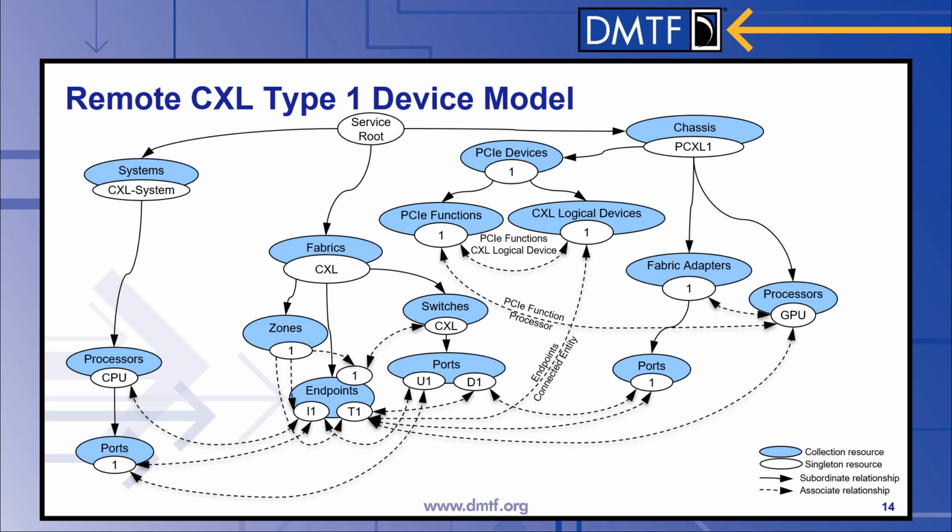The main difference in this diagram is the addition of the fabrics model, which includes a CXL switch, upstream ports, downstream ports, and endpoints and zones. The Type 1 device is assigned to the CXL system via CXL logical device in endpoint T1. Fabric switch has a port that connects to the fabric adapter port and the processor port in CXL system.